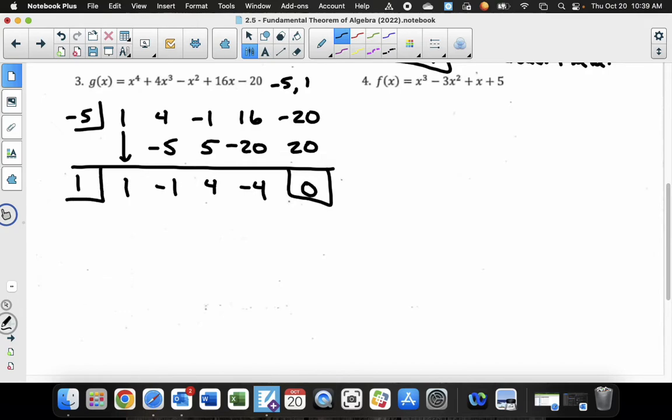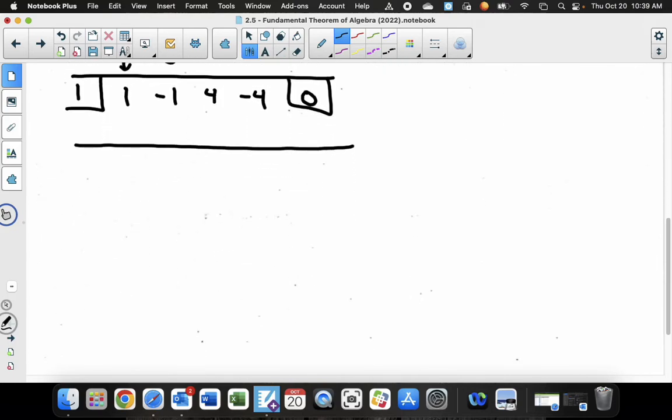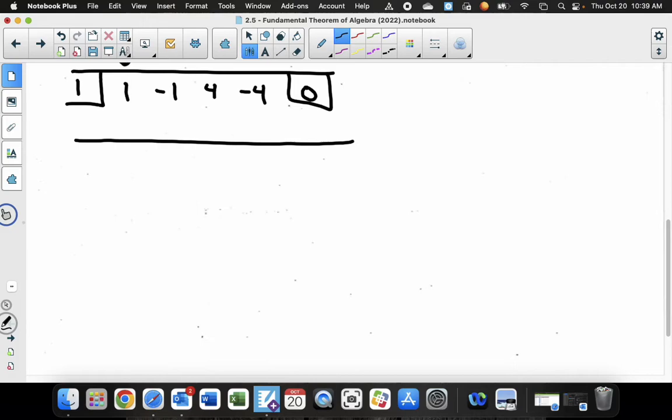Okay? So, if we go again, bring the first term down, multiply by the 1, we get 1, +1. Add, we get 0. Multiply, we get 0. Add, we get 4. Multiply, we get 4. Add, sure enough, there's our next 0. Works out again.